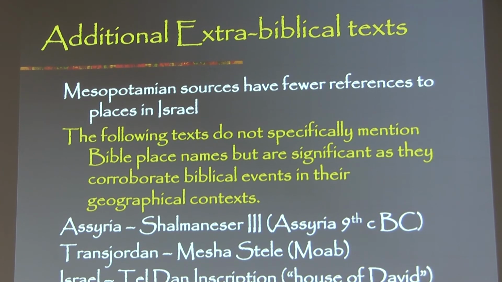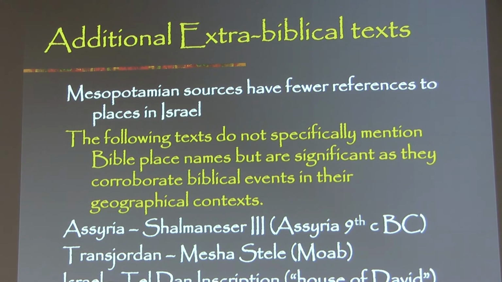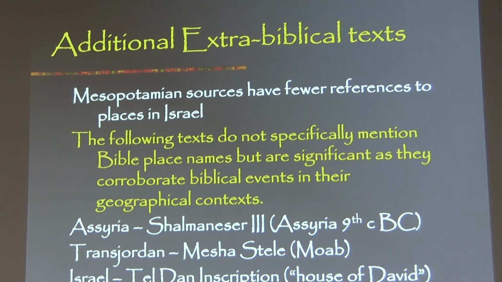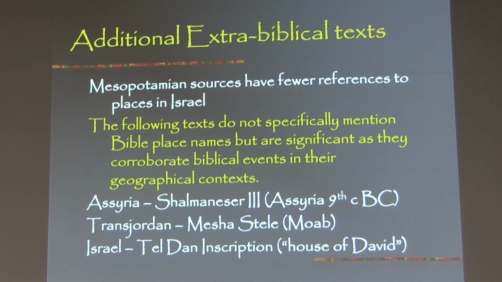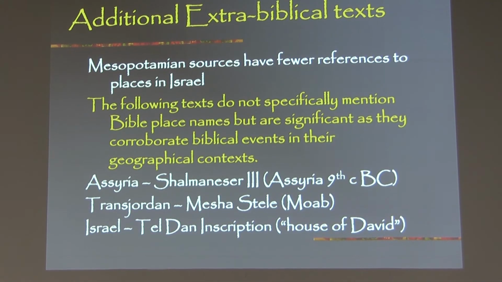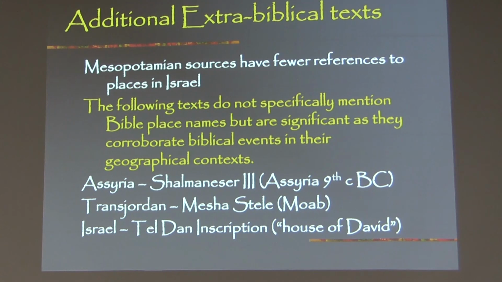Just a couple more extrabiblical texts. And I note these not because they are specifically geographical. You can read that gold sentence as well as I can, but they actually corroborate biblical events in those geographical contexts in which those events took place. So from Assyria, we have Shalmaneser III, who is going to make a stele, a standing stone, basically, that talks about how he conquered Jehu and made him pay tribute. And there's actually a depiction of Jehu bowing down before Shalmaneser. For those of you who go to the British Museum, you can actually see that there.